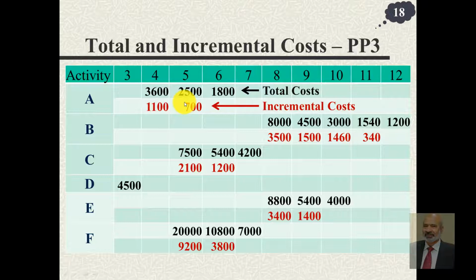That means if you reduce the duration of activity A from 6 days to 5 days, it would cost you 700 units of the currency, whether it is dollars or rupees. And if you further want to squeeze it from 5 days to 4 days, then you will have to pay, or it will cost you 1100 units of money. Likewise, activity B, the starting cost is 1200, but if you try to reduce it by 1 day and bring it to 11 days, then the cost becomes 1540, and the increment or increase in cost is 340.